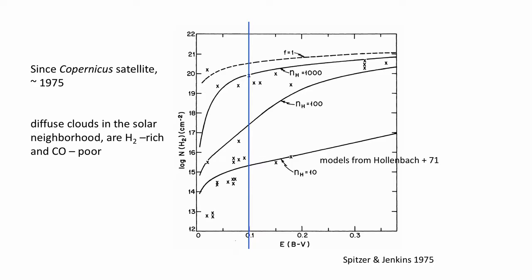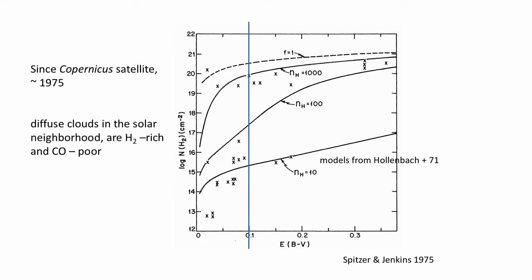Okay, so now let's look at molecular hydrogen versus CO. In the 1970s, the Copernicus satellite, which is the only satellite that's been put up to actually map spectra at 1,000 angstrom, that's what you need to see molecular hydrogen absorption, mapped molecular hydrogen in the solar neighborhood by absorption lines through nearby OB stars. And so this was the first realization.